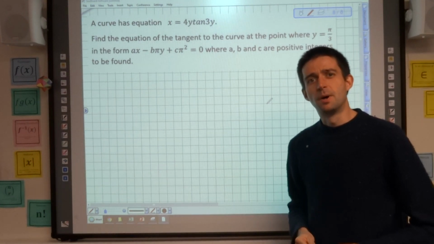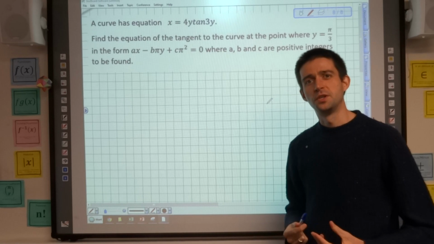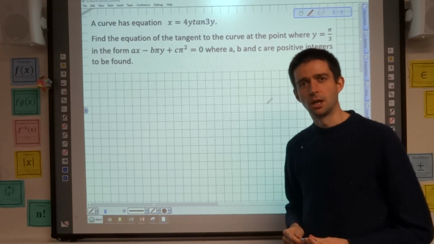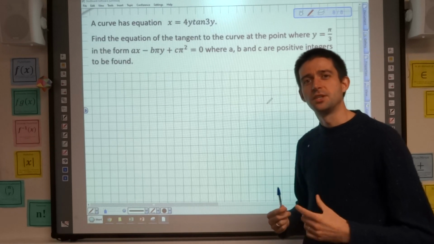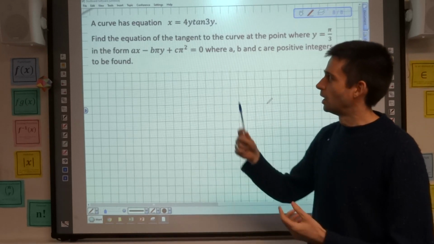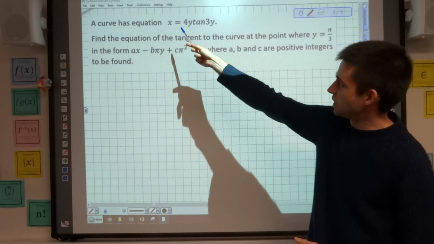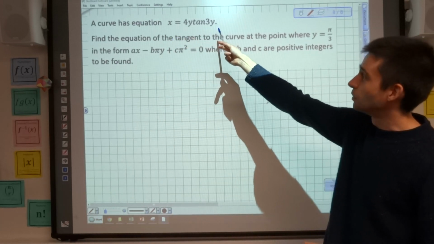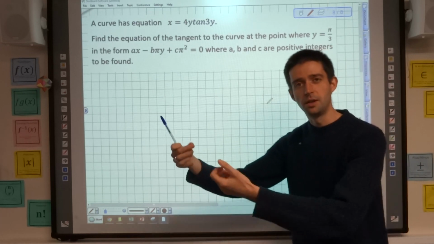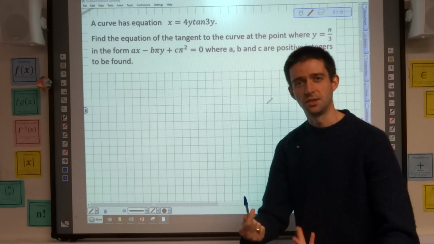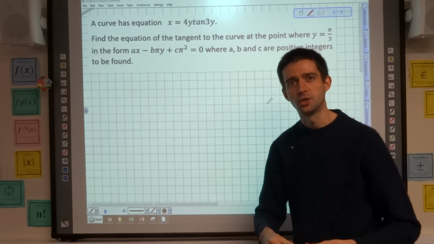This is part 2 of the lesson on further differentiation applications, and in this video I'm just going to be going through an example where x is defined in terms of y. It's a more complicated function. So here we have a curve with equation x equals 4y tan 3y, so we can see how rather than it being y in terms of x, it's x in terms of y. We'll just have to consider how we deal with that as we work through the question.